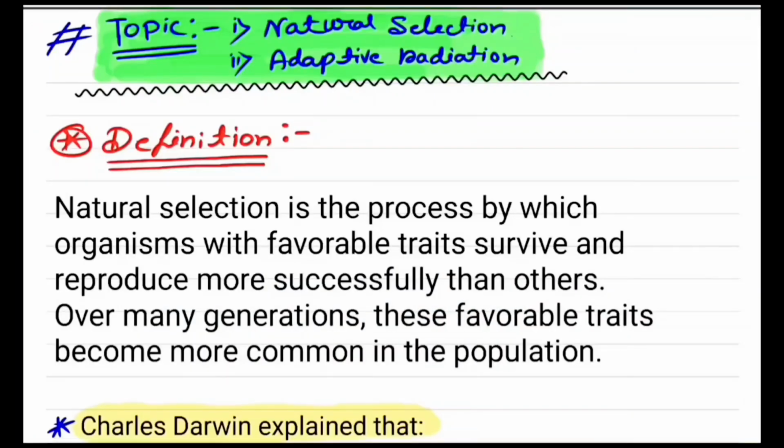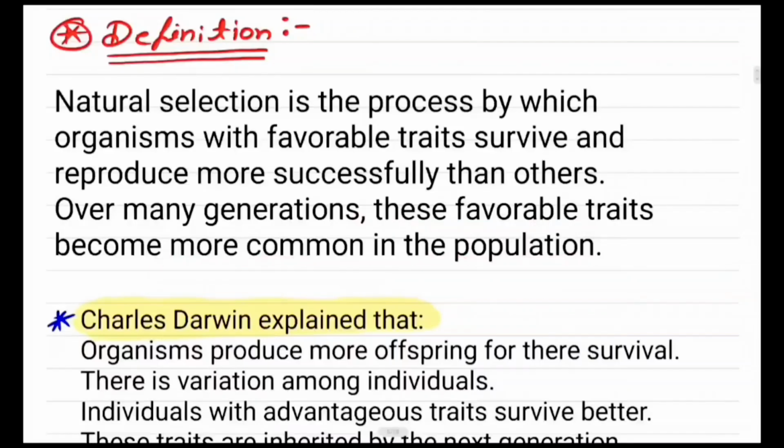Hello everyone. In this video we are going to learn about natural selection and its types and adaptive radiation. Definition of natural selection: natural selection is the process by which organisms with favorable traits survive and reproduce more successfully than others. Over many generations, these favorable traits become more common in the population.